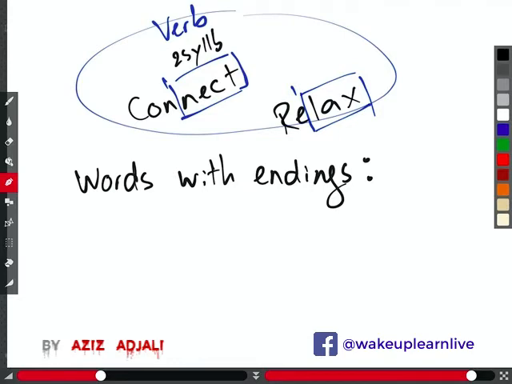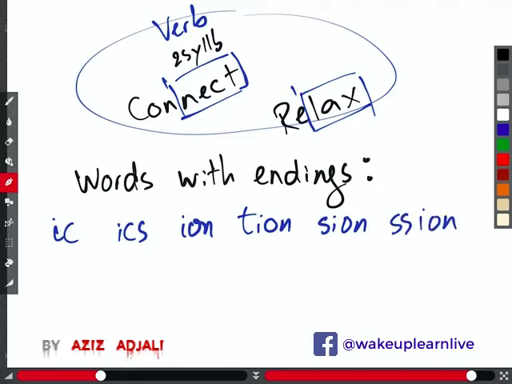So we have ik, we have x, we have yin, we have shen, we have jin, we have shin, another one with double s like passion, for example. We have all, we have if like positive, for example. All of these.